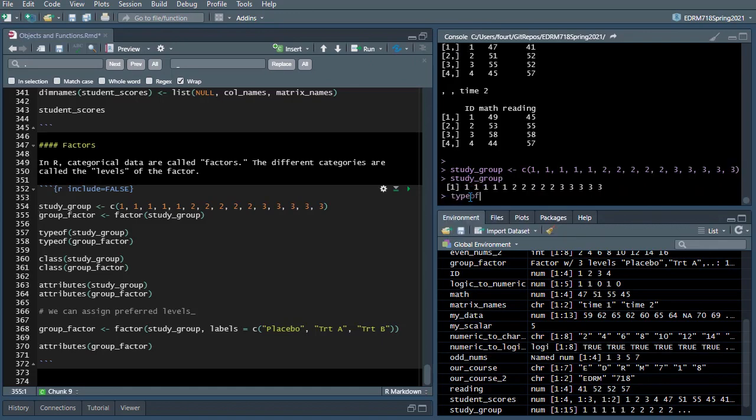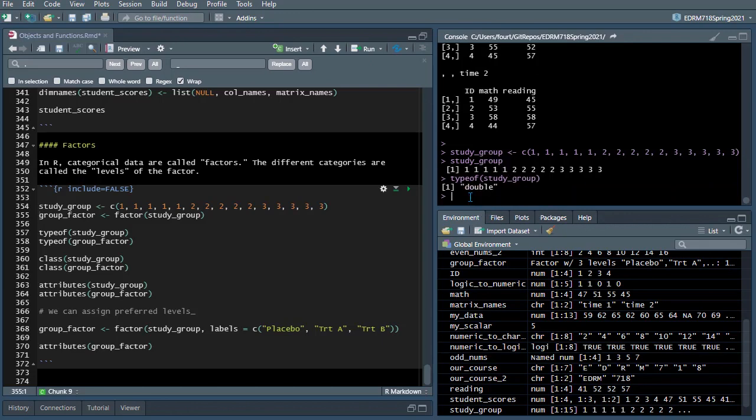If I look at the type of data that I have for study group, it's double. So it thinks that 1 means the quantity of 1, 2 is the quantity of 2, 3 is the quantity of 3. But indeed, these were just numerals or labels that we gave in our data set to each of these different levels of a categorical variable.